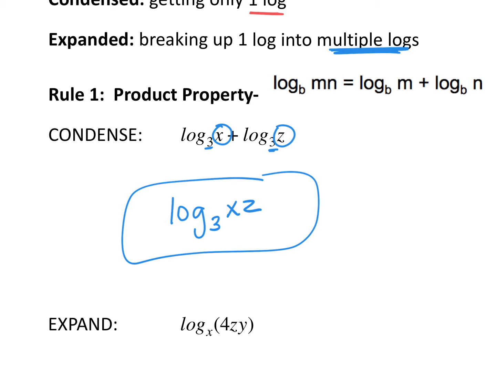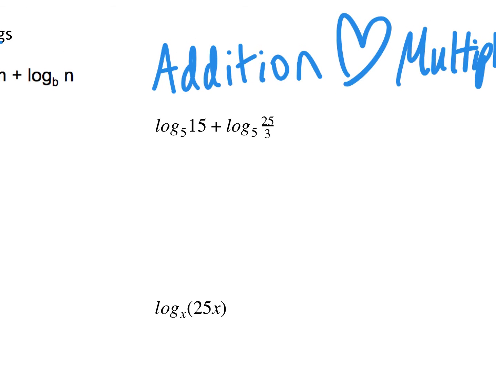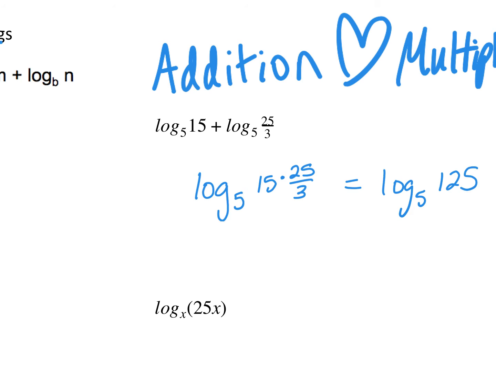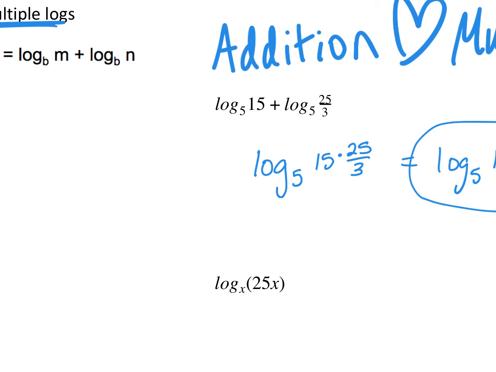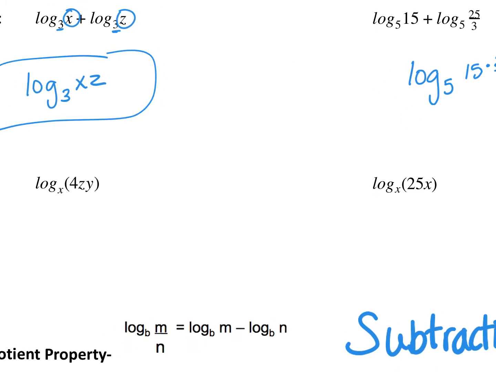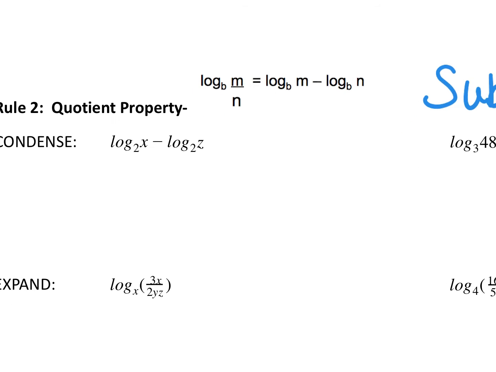Okay? I want you to do the second one. Log base 5 of 15 plus log base 5 of 25 over 3. What did we write for this? We put log base 5 of 125. Okay, so you did 15 times 25 thirds and you got log base 5 of 125? Do we all agree? Yep. Cool. Is that what you got, Jaden? Yeah. Okay, cool.